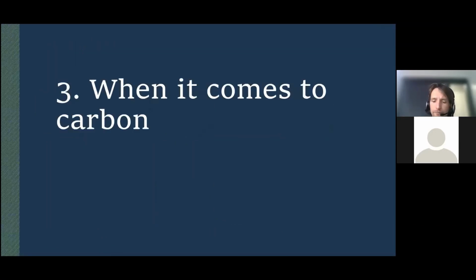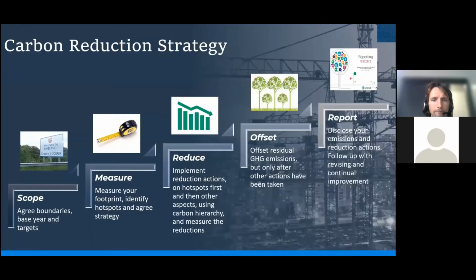So I'm trying to hone in on carbon a little bit more. Obviously, please remember that you don't want to do carbon in a silo. You don't just want to be looking at your carbon emissions and developing that without thinking about all your other sustainability issues. But these are the key things that would go into a carbon reduction strategy.